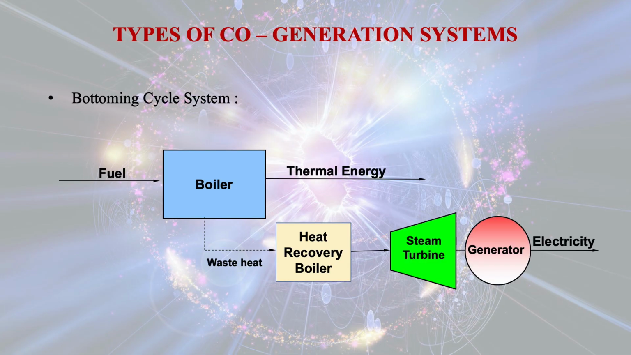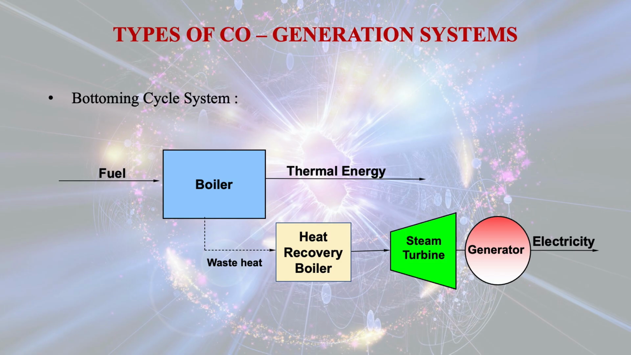But in the bottoming cycle, the fuel is used for the boiler, and the boiler is generating the thermal energy. In some industries like cement industries, chemical industries, textile industries, they need thermal energy, and the first priority is using that thermal energy in the different industries, and the waste heat which is recovered can be used for generating electricity.